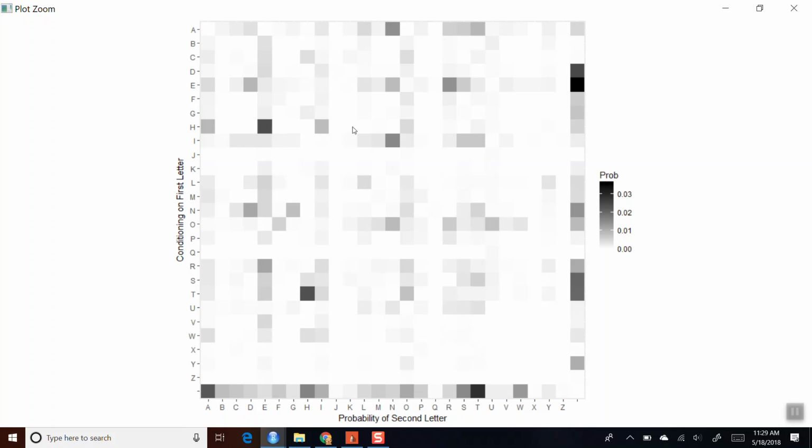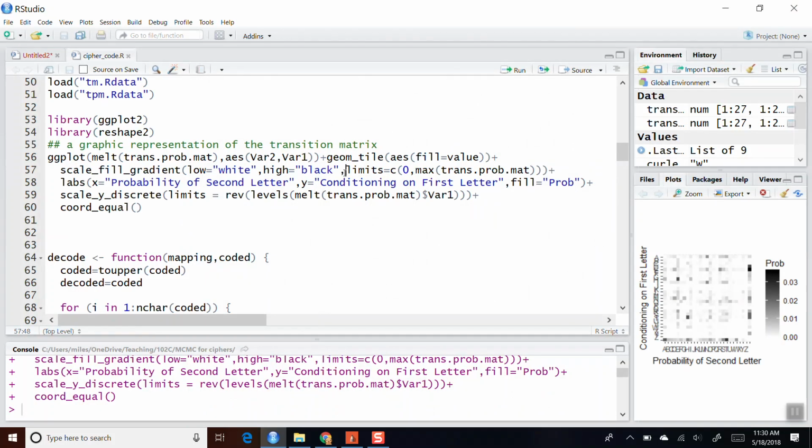Whereas other things are less common. Okay, so that's what we have. A lot of words begin with T, a lot of words begin with H and A, and a lot of words end with E, a lot of words end with M and N and S and T and stuff like that. Okay, so that's our two-letter transition matrix.